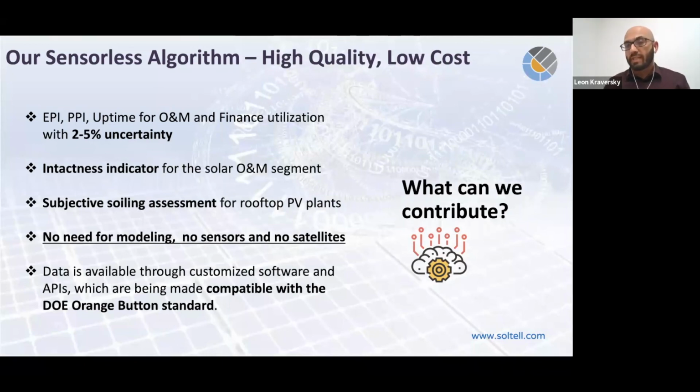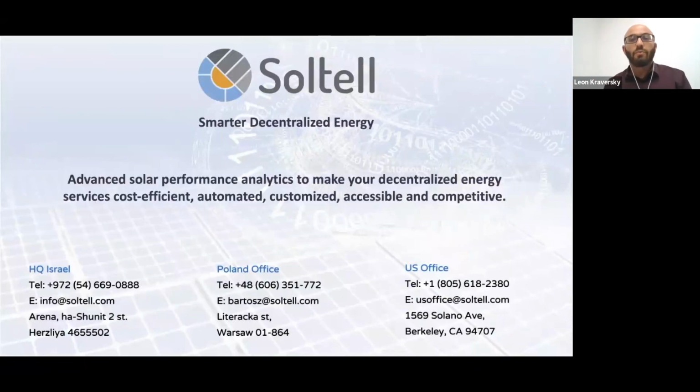So what we can do with this data is basically make it available to anyone connected to our software or through API. And we are now making it compatible with the Orange Button standard, which is something which Cliff will expand on later. And now we're working together with Blu Banyan for integrating this data into financial reports. If you're interested to know more about advanced solar performance analytics for decentralized PV, you're welcome to contact me.